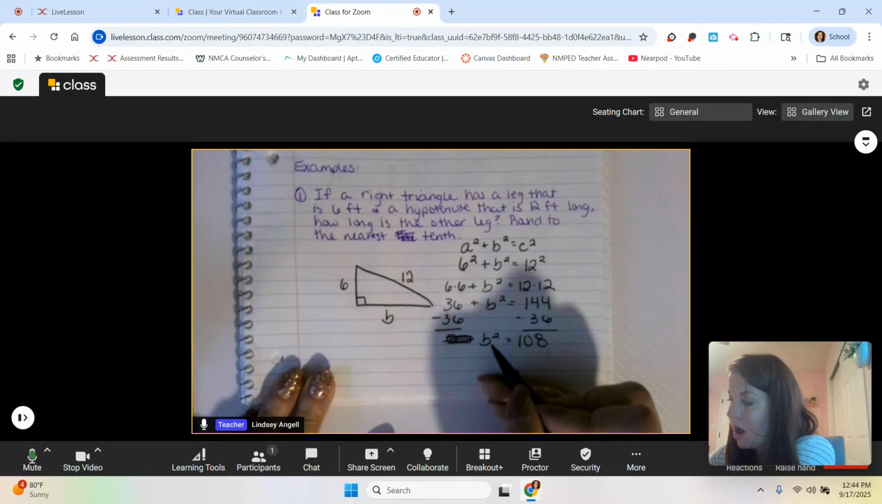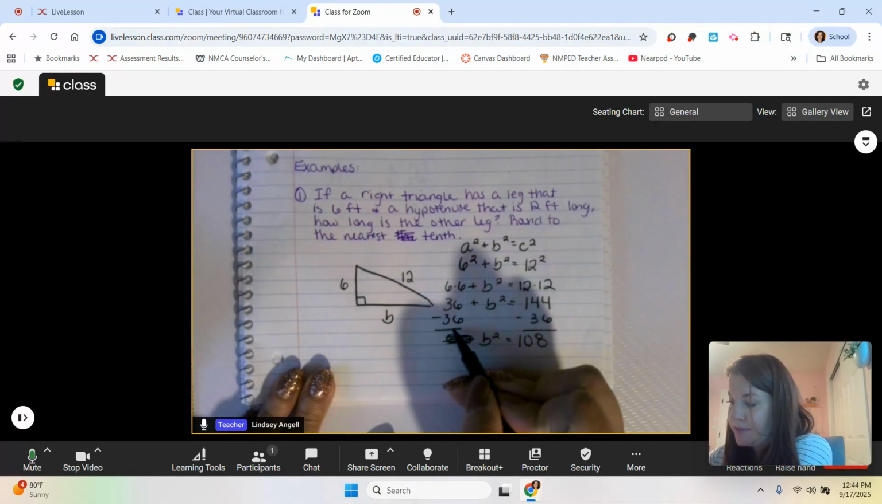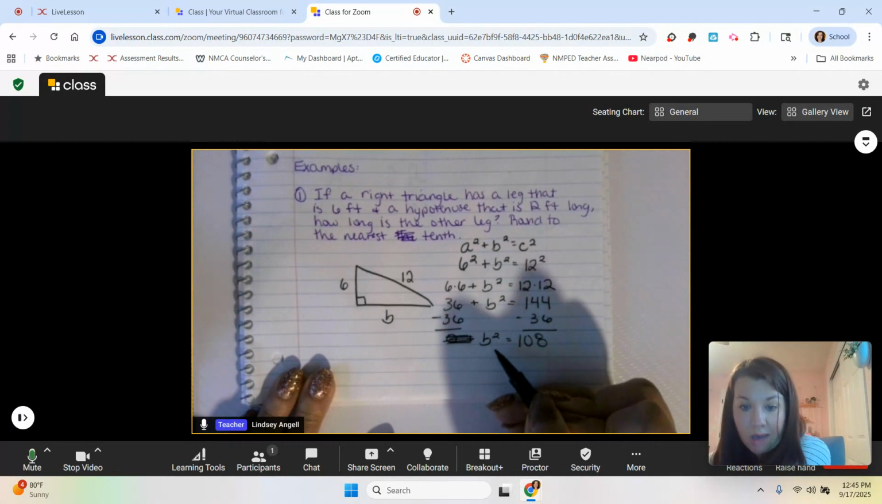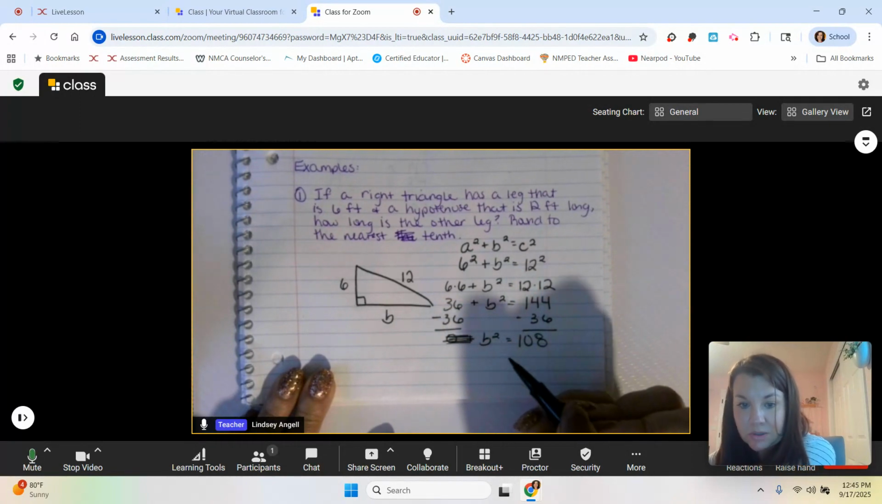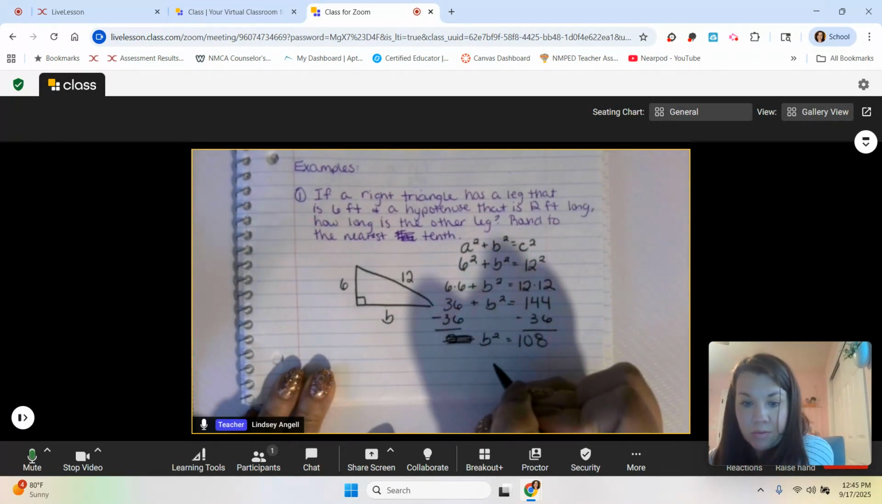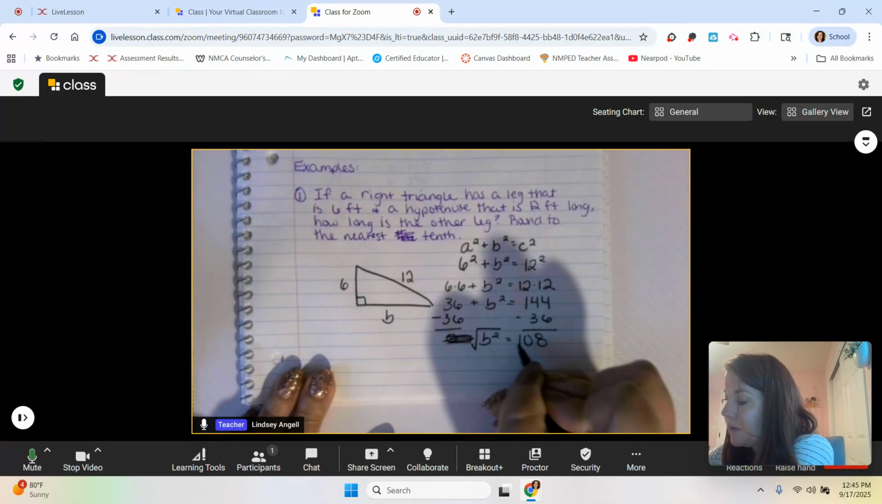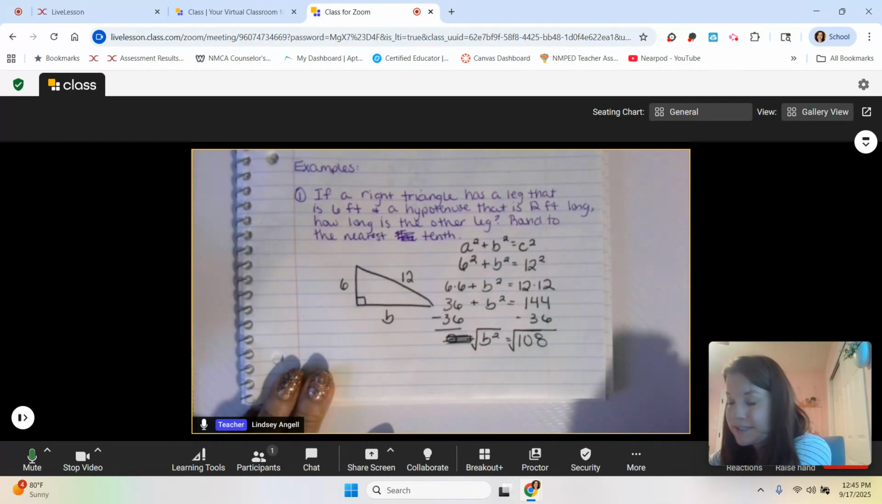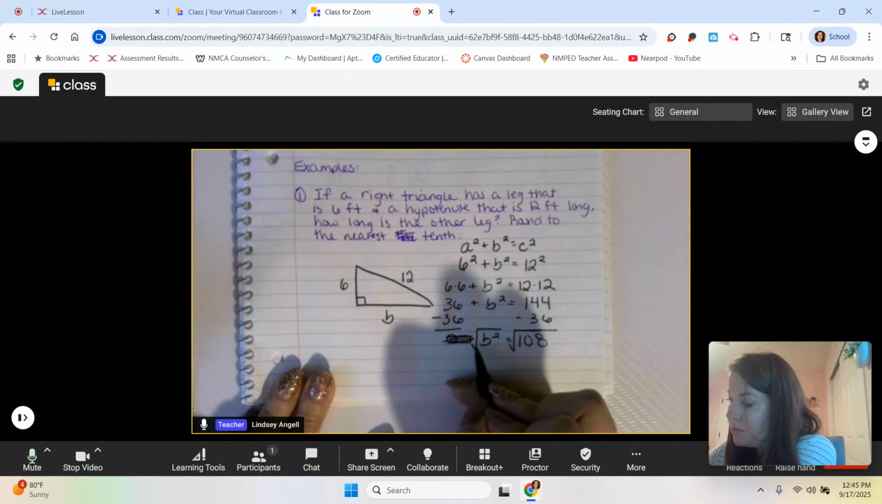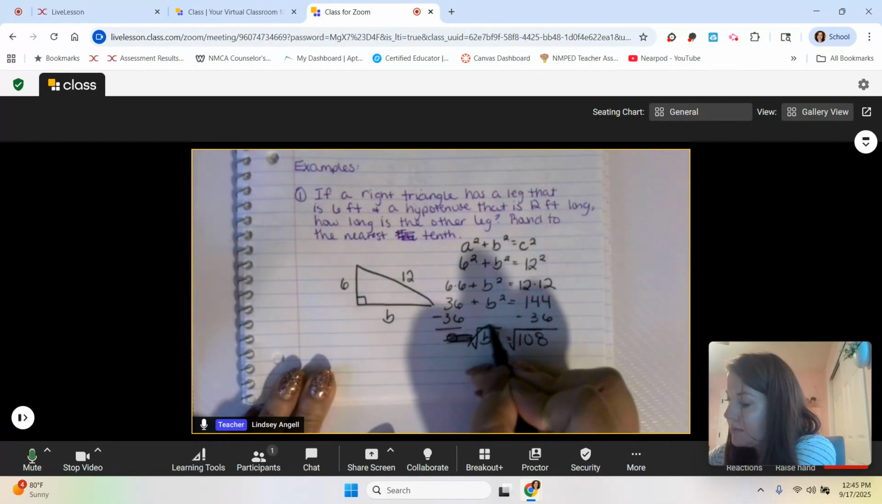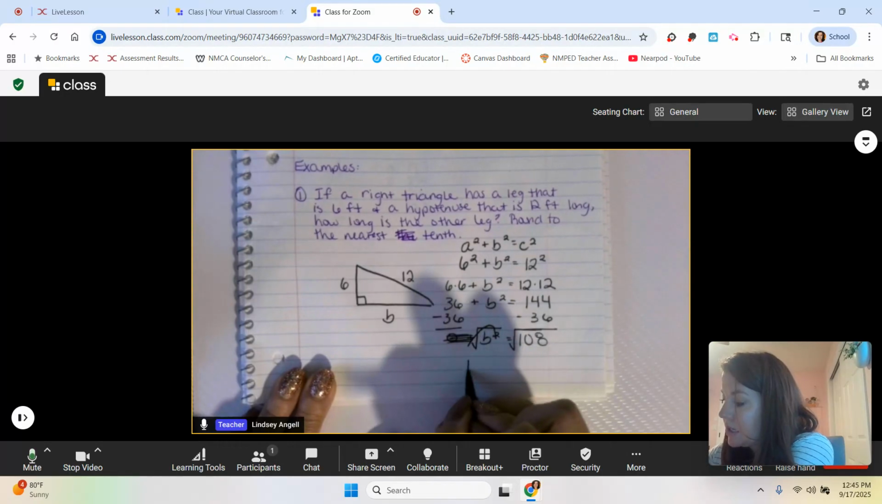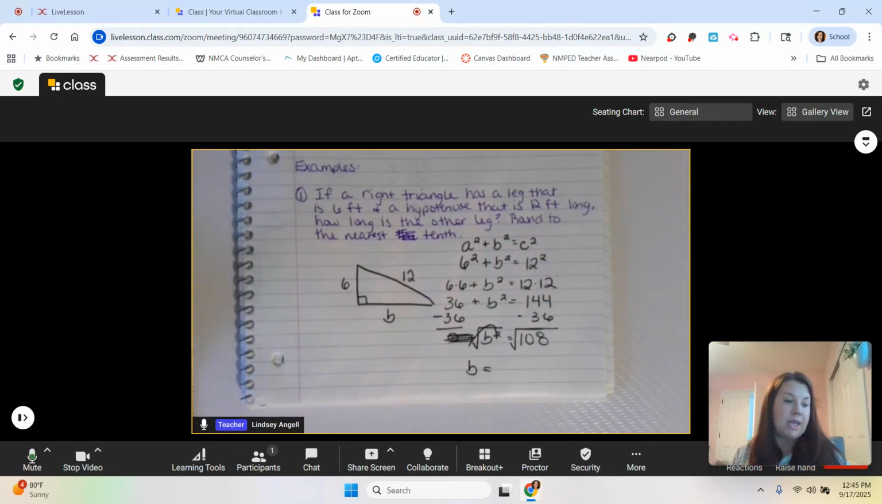Up here I did the opposite operation, and right here I need to do the opposite operation. The opposite of squaring a number is square rooting a number. So I'm going to square root both sides of my equation. By doing that over here, I'm canceling those out, and I'm just left with b.